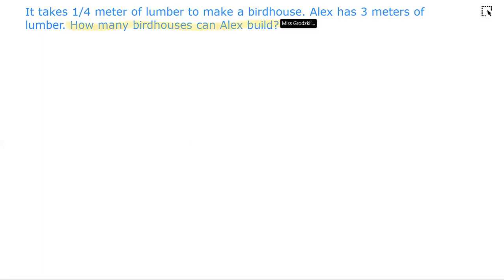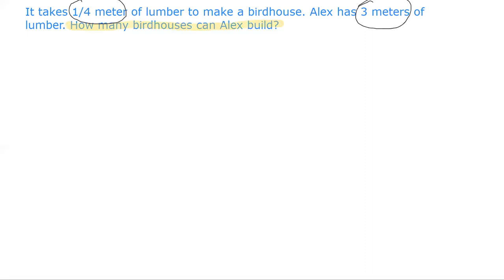Now I'm going to go back into the problem and circle the important information I need to answer this problem. So I need to know that it takes 1/4 meter of lumber to make a birdhouse. So I'm going to circle 1/4 meter. And I also need to know that Alex has 3 meters of lumber to work with. So I'm going to circle 3 meters.